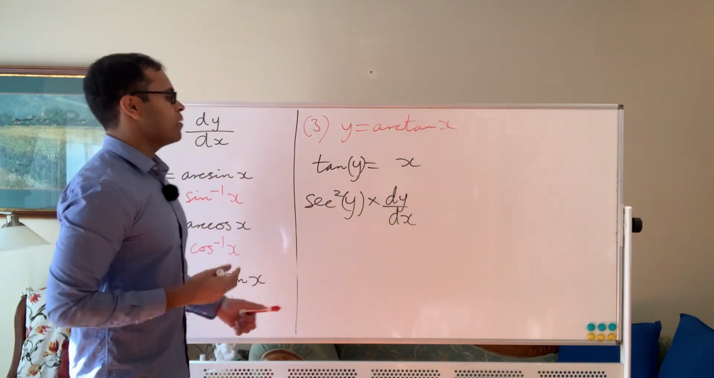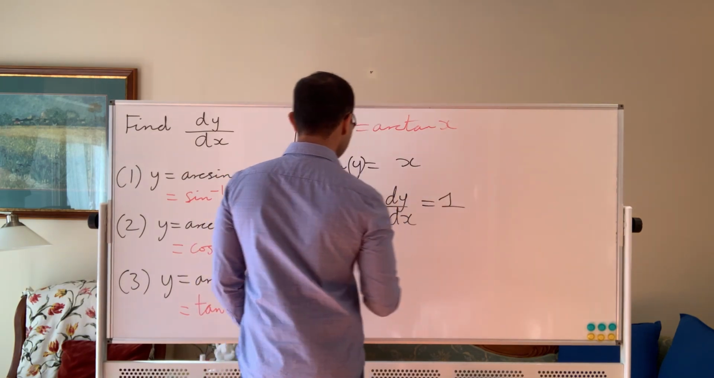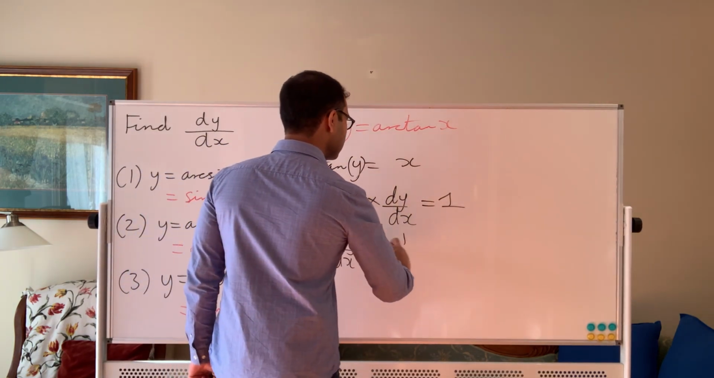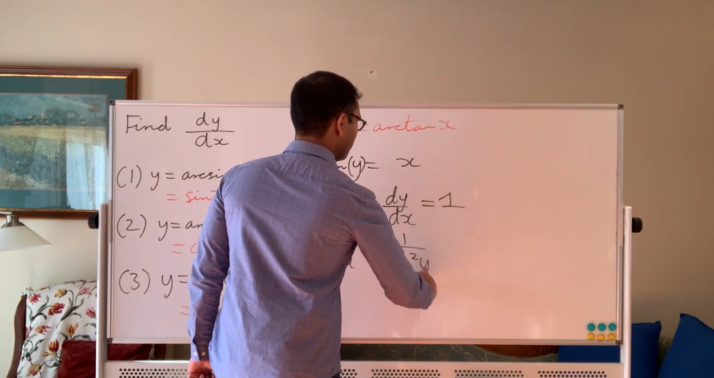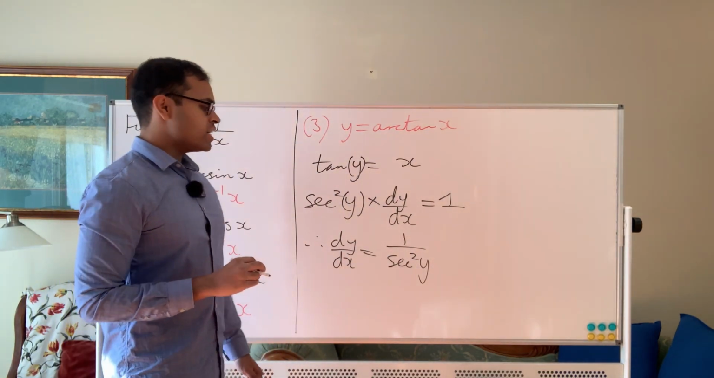I mean, it's arctan, but we don't know dy/dx. And then we know the derivative of x is just 1. So therefore dy/dx is going to equal 1 over secant squared y, right? 1 over secant squared y. And now we know it's 1 over secant squared y.